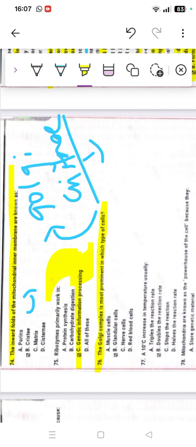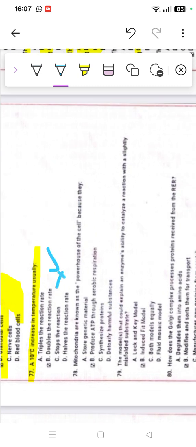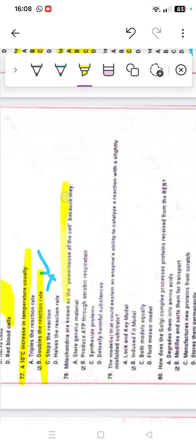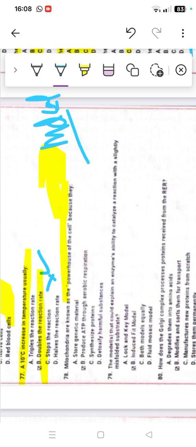The Golgi complex is most prominent in which type of cells? That's in glandular cells, neither of all these. A 10 Celsius increase in temperature usually happens when the reaction rate doubles. Neither stops, so B is the right option. Mitochondria are known as the powerhouse of the cell because they make ATP. This is quite important for MDCAT exams, one of the most repeated topics in the MDCAT. So I hope you learned this: the powerhouse of the cell is the mitochondria, because they produce ATP through aerobic respiration.